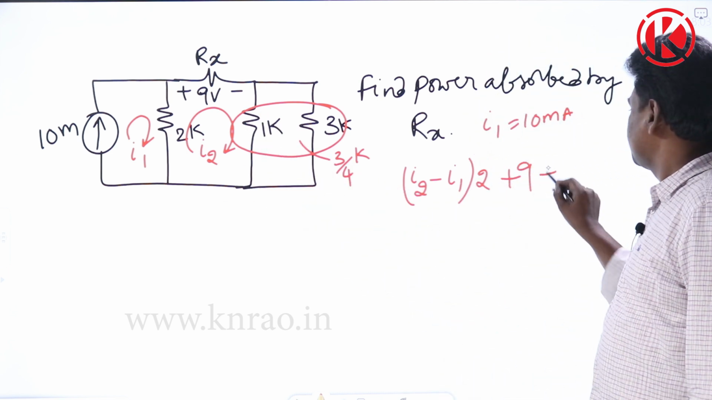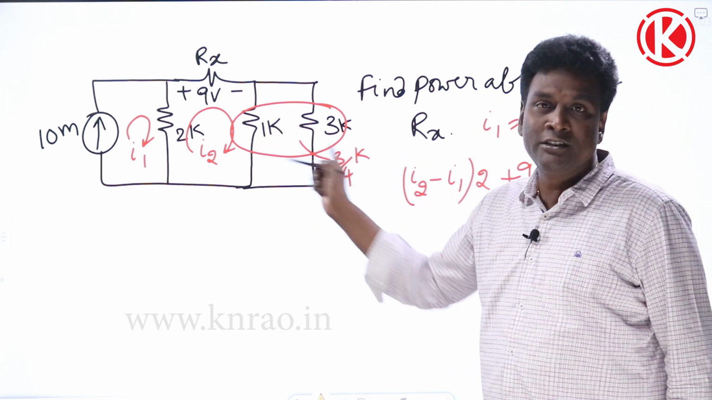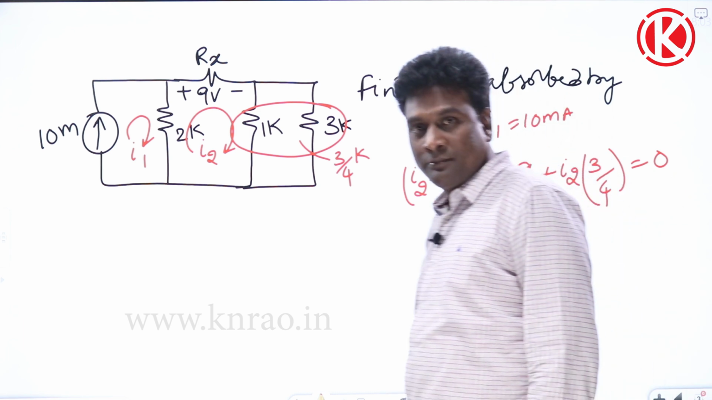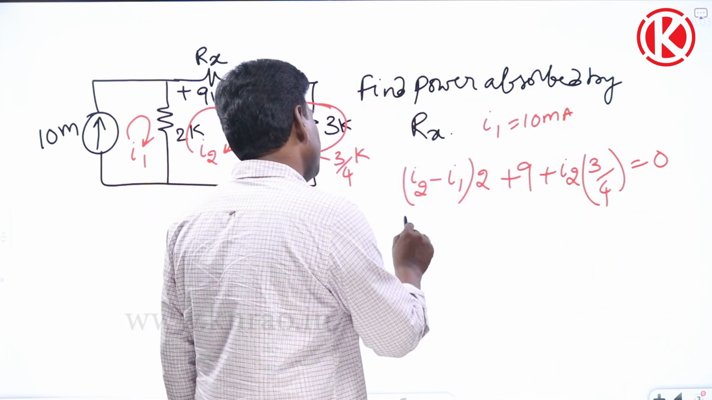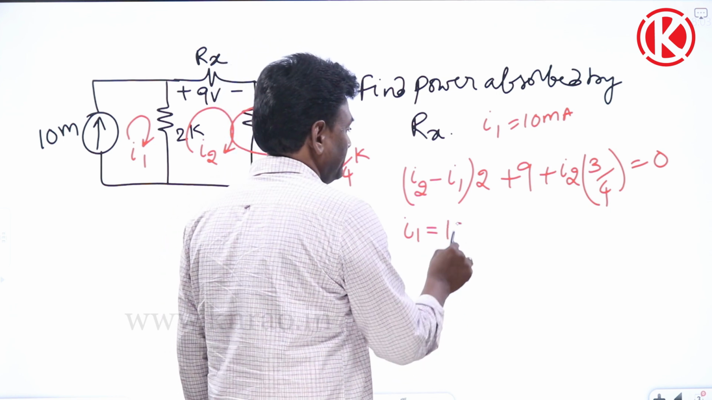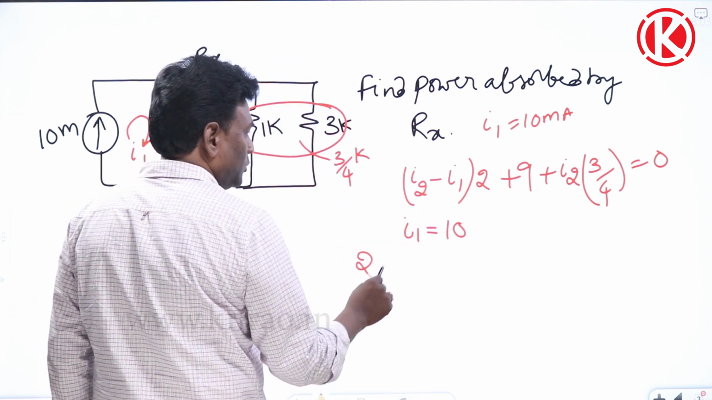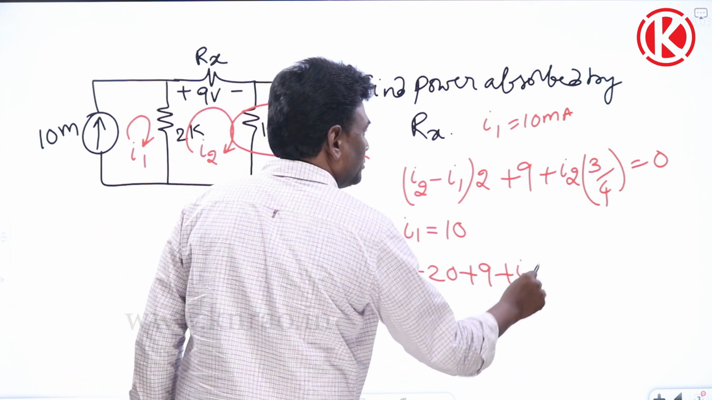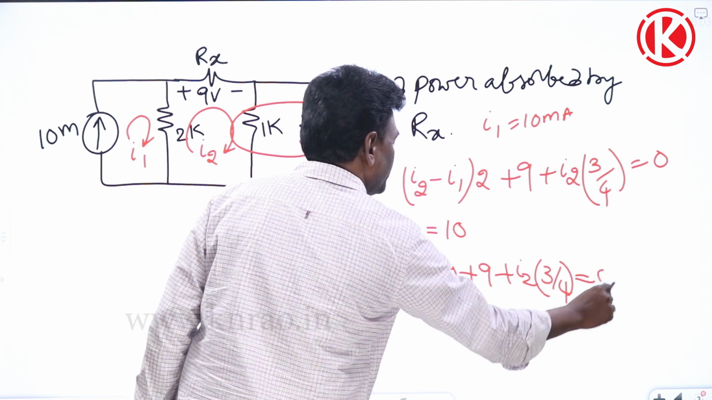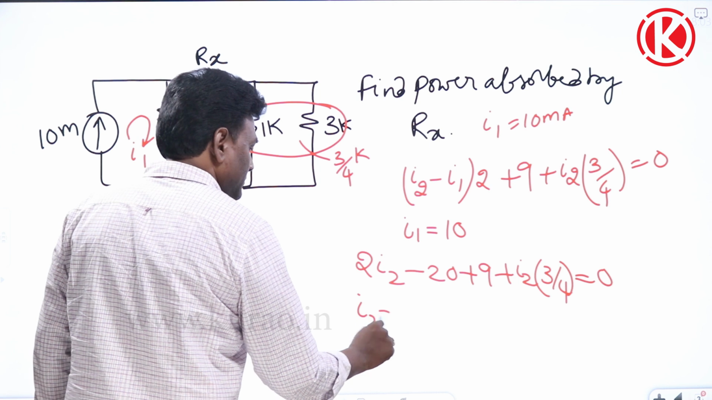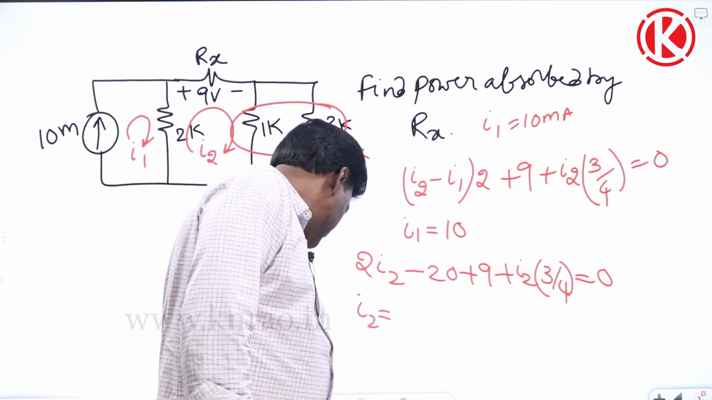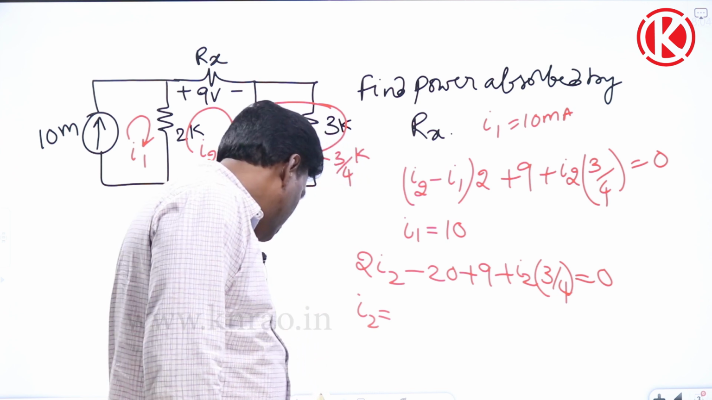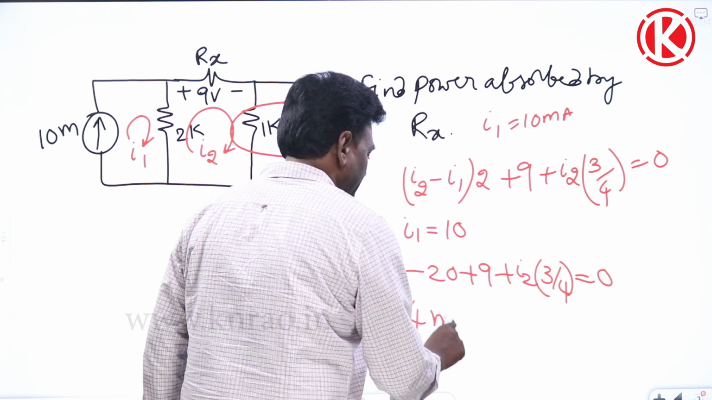plus I2 into combination is going to be 3 by 4, is going to be 0. Okay. In that already I1 I know. How much is I1? 10. Okay. So this is going to be 2 I2 minus 20 plus 9 plus I2 into 3 by 4 equal to 0. So in this, answer would come as I2 is going to be 4 amperes or 4 milliamperes.